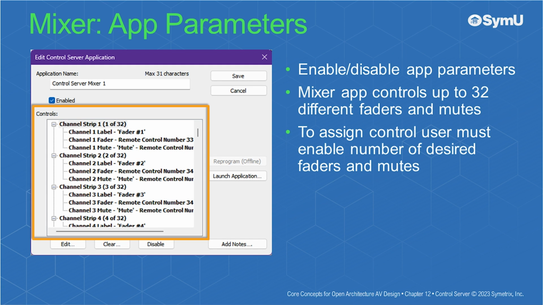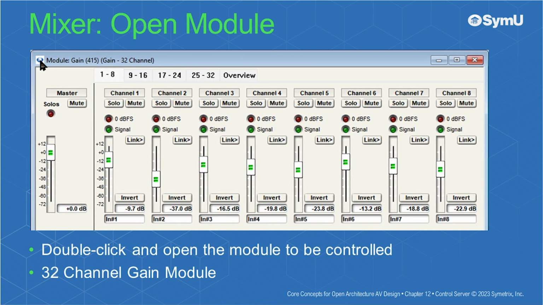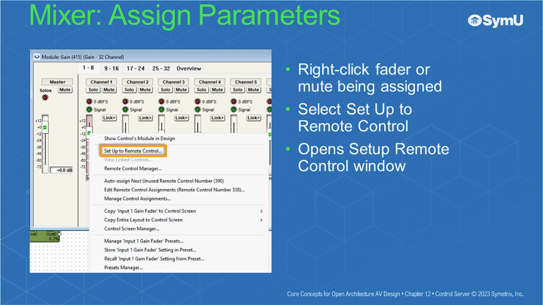In order to assign control, the user must enable the number of desired faders and mutes. To assign parameters to be controlled by the Mixer app, double-click the DSP and open the Design View page. Double-click and open the module to be controlled, like this 32-channel gain module. Right-click the fader or mute being assigned and select Set Up to Remote Control.